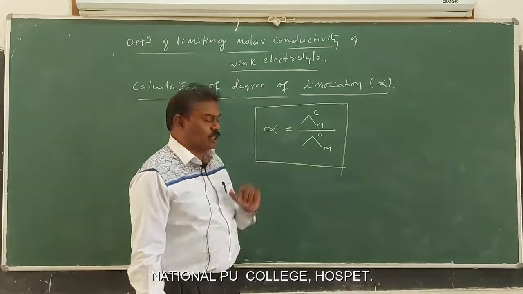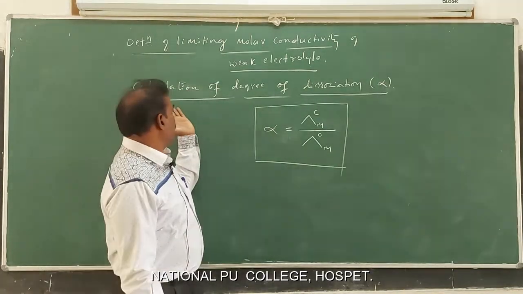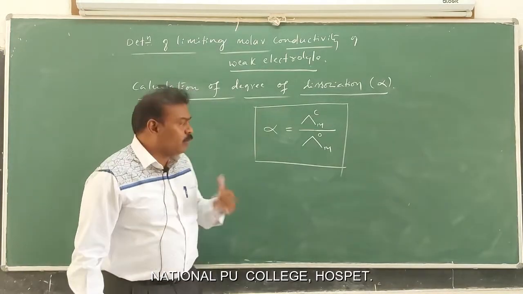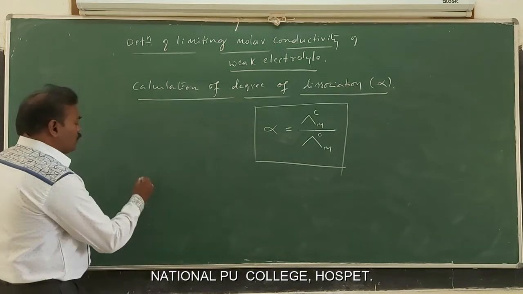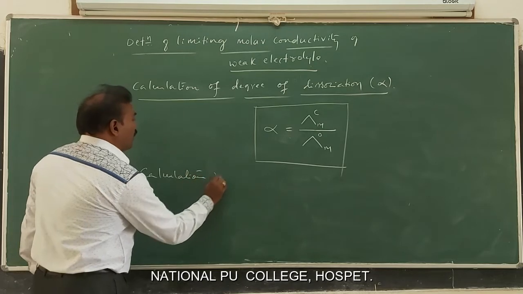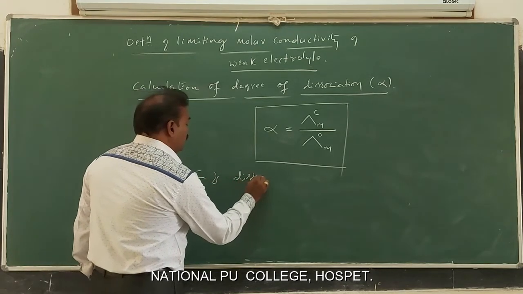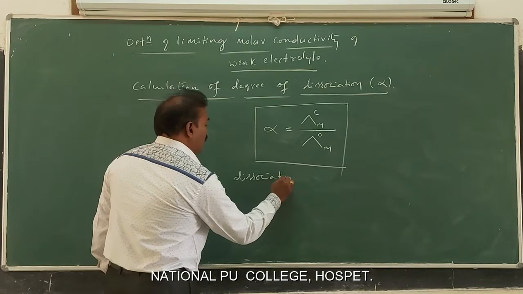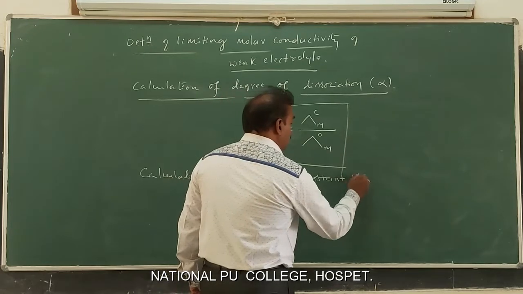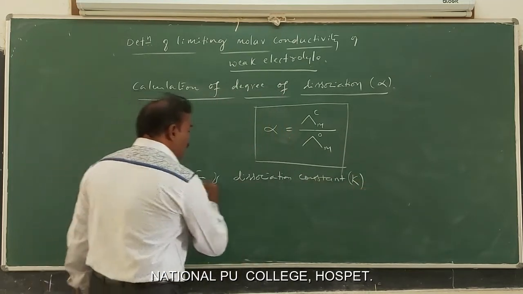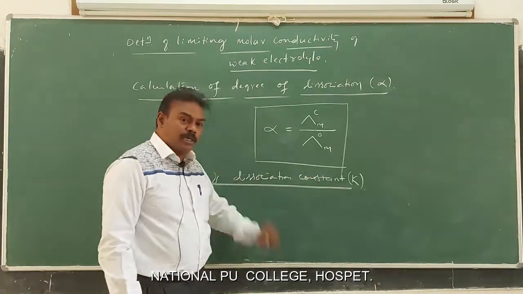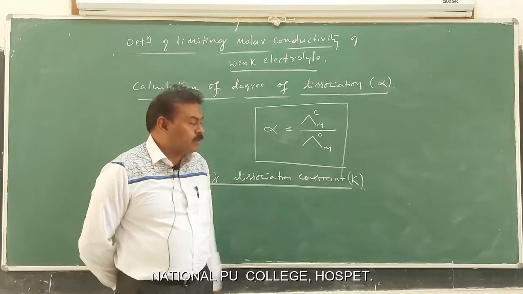So using the relation, it is possible to calculate the degree of dissociation of a weak electrolyte. And one more relation will be there: calculation of the dissociation constant. The dissociation constant is given by the notation K. Calculation of the dissociation constant of an electrolyte. We already studied this one.